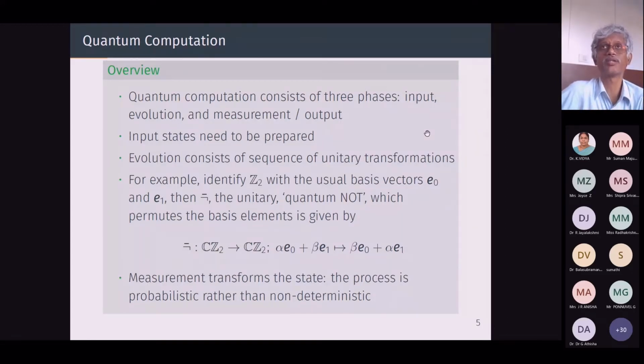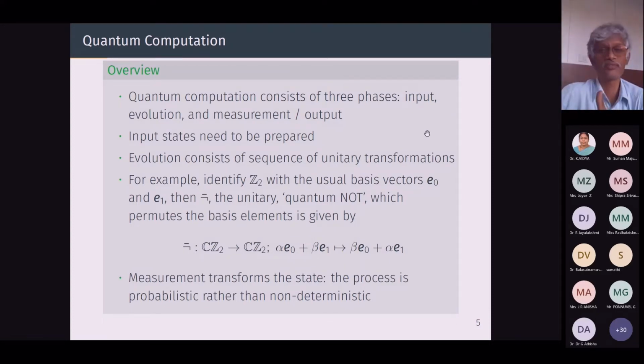If you have access to say some IBM computer, internally things will be working in such a way that the states will be prepared and then the computation will proceed. But we will not be going into the specifics of how the states are prepared, etc. So let us come to the next phase, which is evolution.